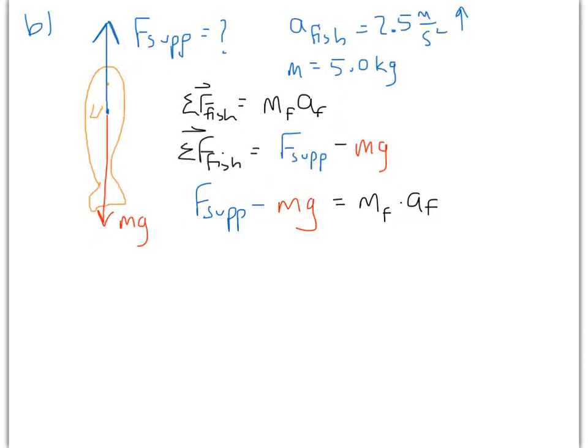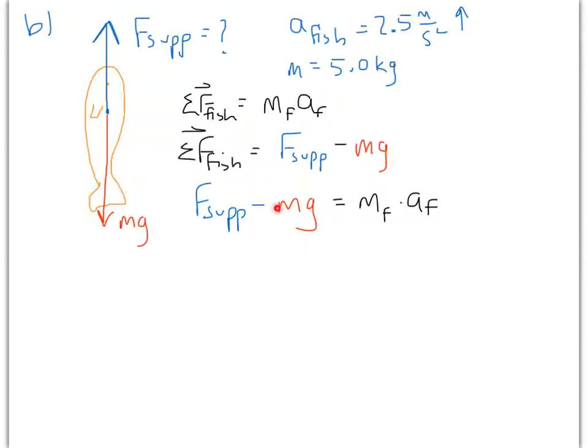Now, this mass and this mass are basically the same thing. They are the same thing because we're talking about just the mass of the fish. I just didn't put a subscript right there. But we're going to see that these two m's are going to be the same thing.